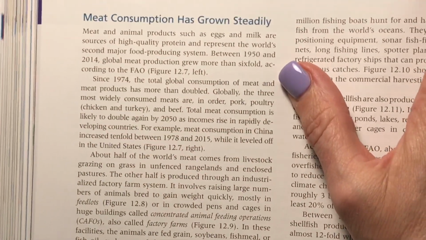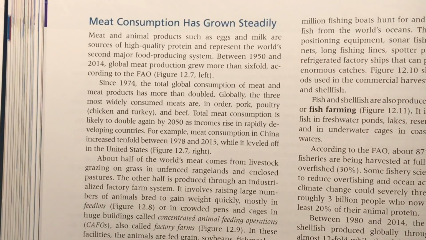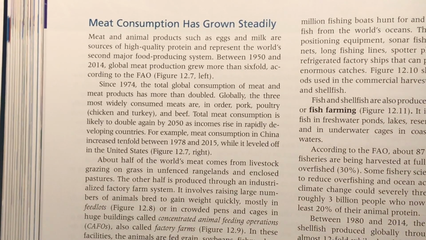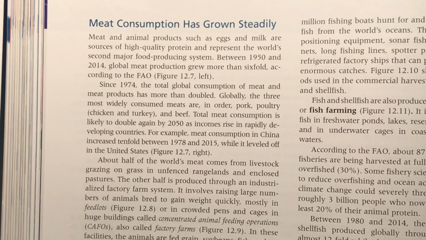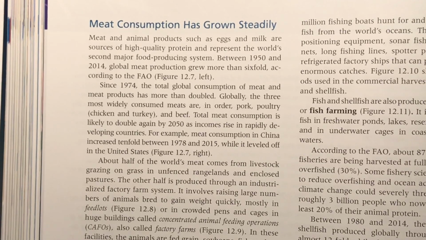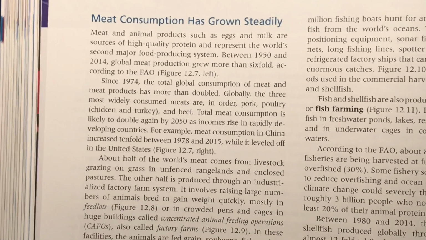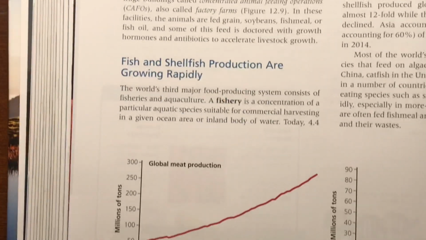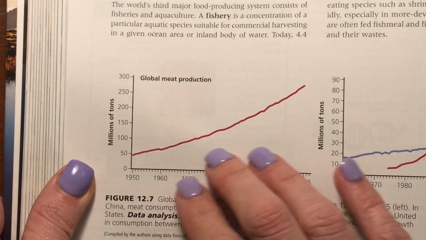Shocking no one, meat and animal products such as eggs and milk are sources of high-quality protein, but between 1950 and 2014, global meat production grew more than sixfold. This is not just the United States. This is everywhere. So you can see that there are some graphs down here. You can see that that is the case.